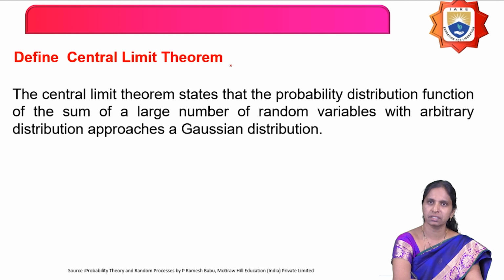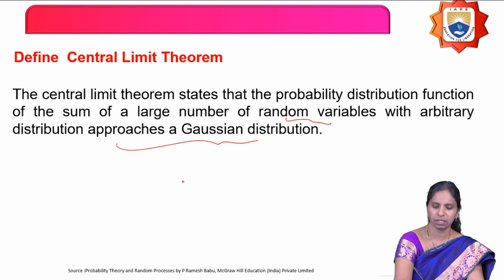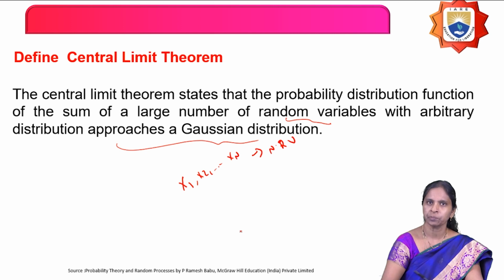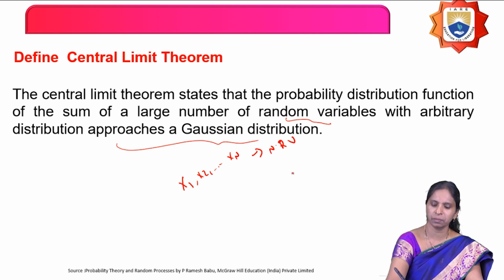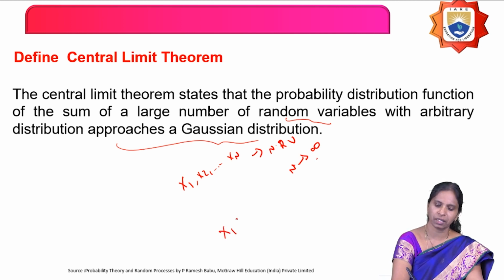Next definition is define central limit theorem. The central limit theorem states that the probability distribution function of the sum of a large number of random variables with arbitrary distribution functions approaches a Gaussian distribution function. What does it mean? For example, I have n number of random variables X1, X2 and so on, where n tends to infinity, a large number of random variables. And I add all these random variables so that I get a new random variable, let us say X or Y.